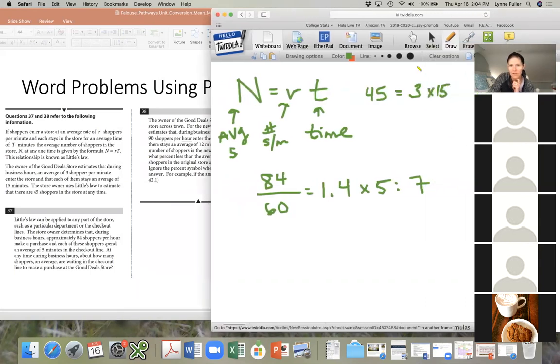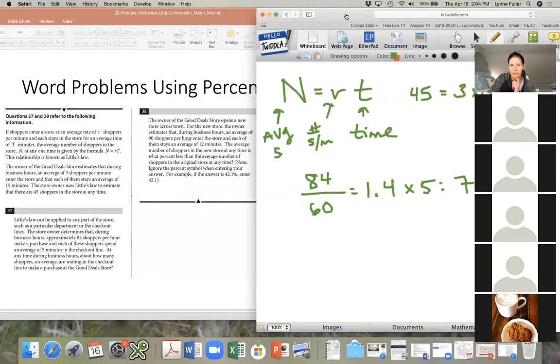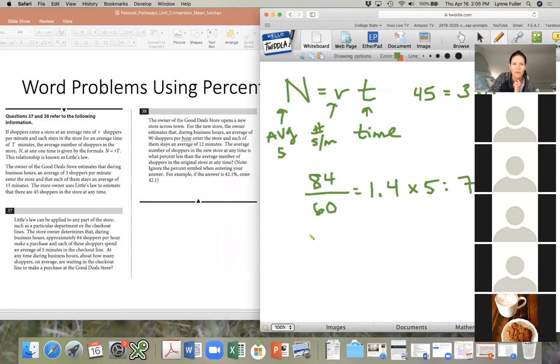Okay, so we're about to use this original formula because they're going to mention it here, and then we're going to come up with new information. Okay, so the owner of Good Deal store opens a new store across town. For the new store, the owner estimates that during business hours, an average of 90 shoppers per hour. So 90 divided by 60 is going to be 1.5. So again, we had to convert 90 per hour. And they stay for an average of 12 minutes. So 1.5 times 12 is 18.